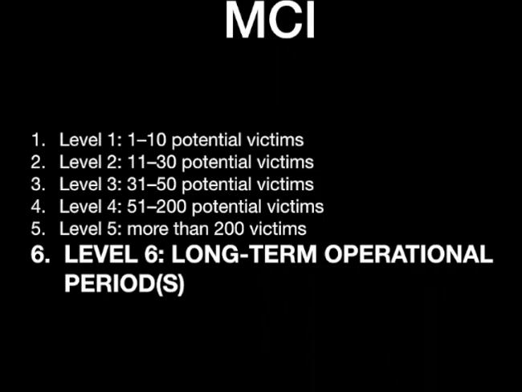So the MCI, the mass casualty incident, is leveled in 6. So we are already in level 6, which is long-term operational periods. So these are the potential victims. Level 5 is more than 200 victims.